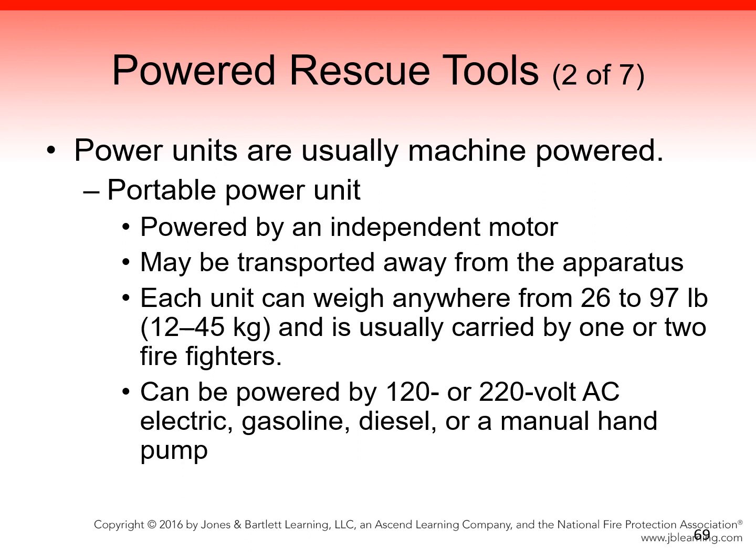Portable power units are powered by an independent motor and may be transported away from the apparatus. Each unit can weigh anywhere from 26 to 97 pounds and is usually carried by one or two firefighters. They can be powered by 120 or 220-volt AC electric, gasoline, diesel, or a manual hand pump, which provides emergency backup power. Gasoline and diesel units may sustain operations for only 20 to 60 minutes. Driver-operators must be constantly aware of the fluid levels in these types of units.